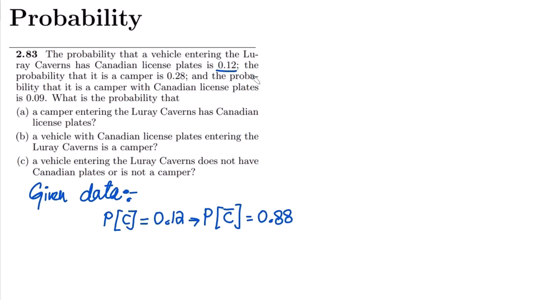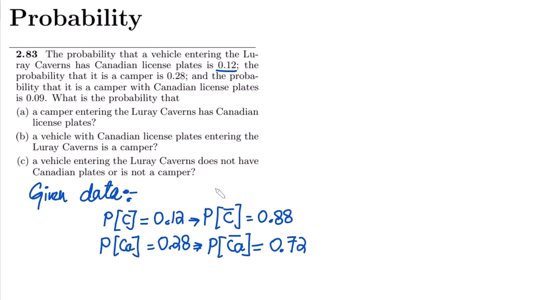Similarly, the probability that it is a camper is 0.28. Let me represent this camper with CA. So the probability that it is a camper is P(CA), and this is 0.28. From it we can also find the probability that this is not a camper, which is CA complement, and this would be 1 minus 0.28, which is 0.72.